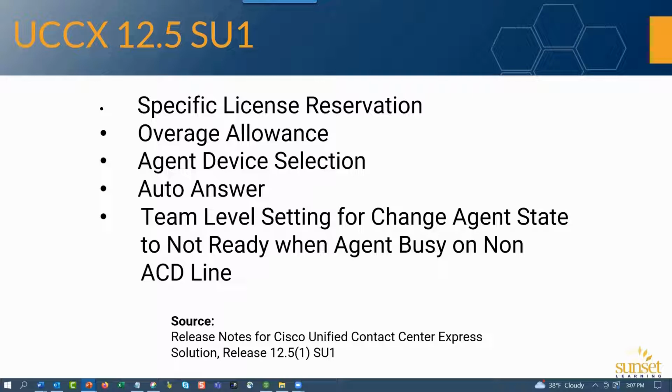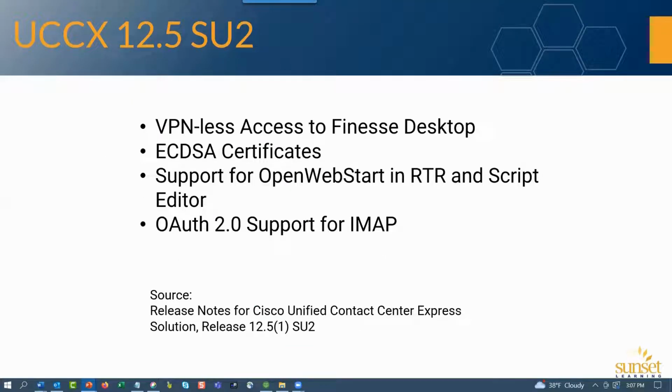By the way, these bullet points really are all covered in the UCCX release notes for 12.5 SU1. There are some changes to the networks with respect to VPN access to the Finesse desktop. So some certificate work has gone on. There is support for Open Web Start in Script Editor, and some differences in the IMAP support as well. But essentially, these are transparent to the user, I guess, and largely under the hood deployment type issues.